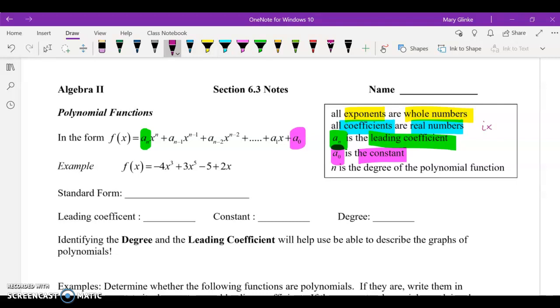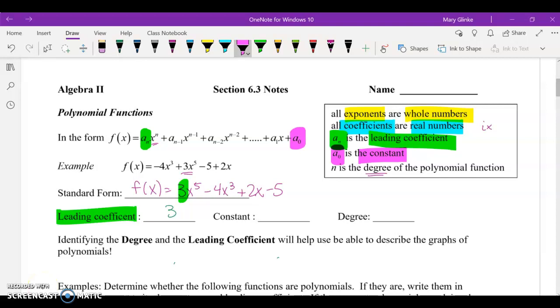And the degree of your polynomial is going to be the degree of your highest term. So for instance, f of x here, our highest degree is x to the fifth. So that's going to go first in standard form, and then you go in decreasing order from there. Because x to the fifth is first, this 3 out in front is the leading coefficient. The constant is the number at the end that has no variables with it, so our constant here is -5. And our degree, when in standard form, is the highest degree that comes first. So it's x to the fifth, the fifth degree.